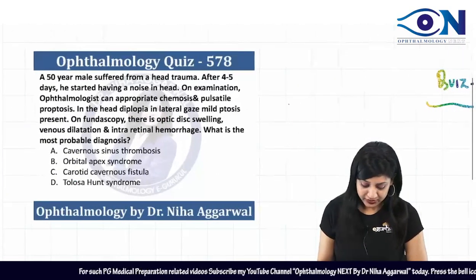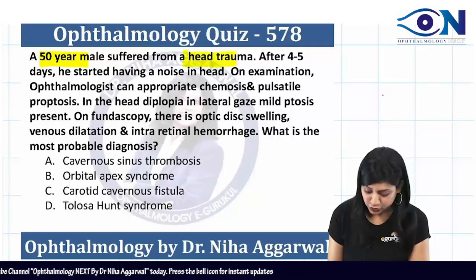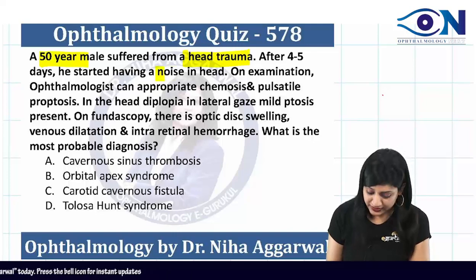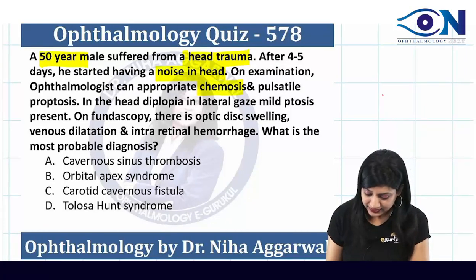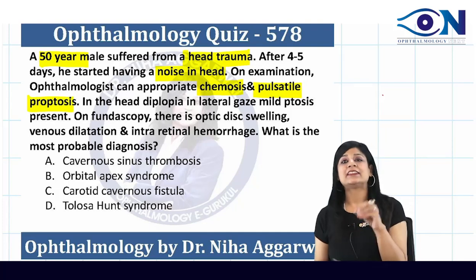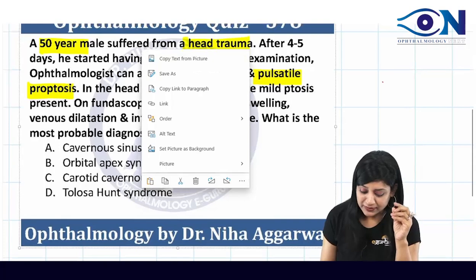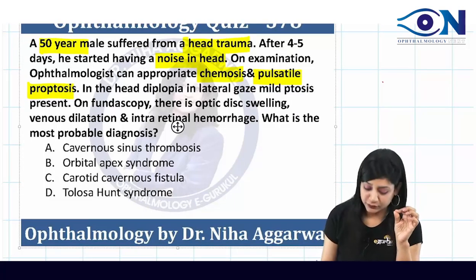If you look at this question, here you have a male who is suffering from head trauma. Then there is a noise in the head, we have chemosis and we have pulsatile proptosis. Basically I'm not interested in the stuff which is given ahead, though I will explain it, because we have completed the triad that is required for the diagnosis.